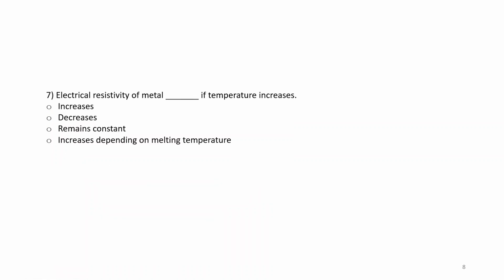Next question is, electrical resistivity of metal blank if temperature increases. As you know, as you increase the temperature, in case of metals, the electrons are responsible for the electrical conductivity, so their motion will be scattered, and that's why the resistivity will increase.